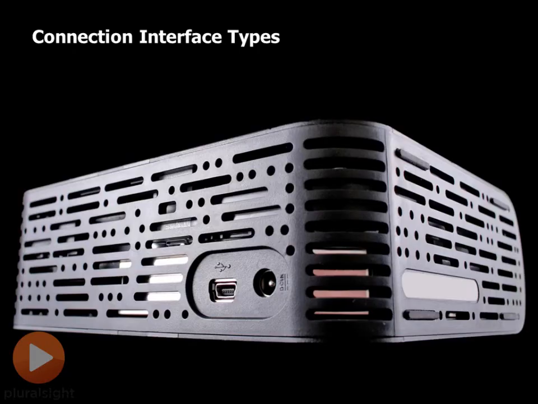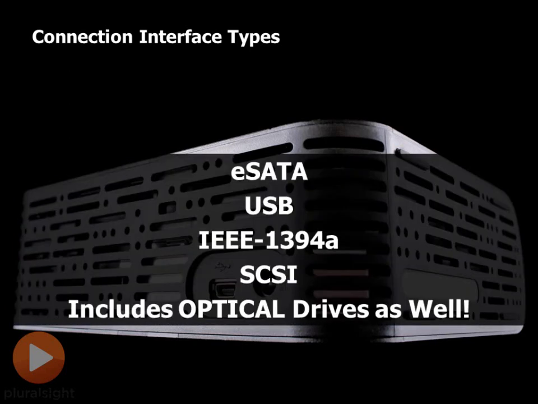Now there's many different connections that we can use for the external devices. There is something called eSATA, which is external SATA. So if you have a SATA drive, you can actually connect not just internally, but you can also have an external connection. There's USB, which is what's actually illustrated on the drive that's on the screen.